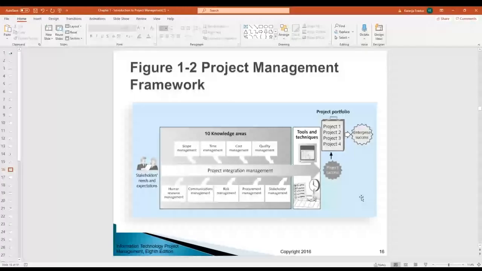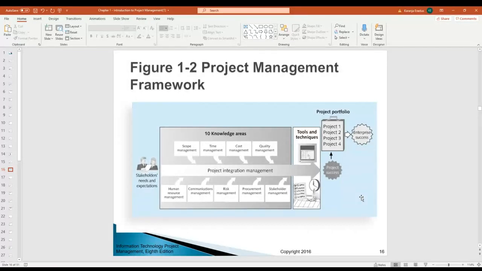We'll talk about stakeholders and all the different ways and techniques that you can use to manage the stakeholder. Are we together? Yeah. Are we making progress? Are you learning something? Yes.